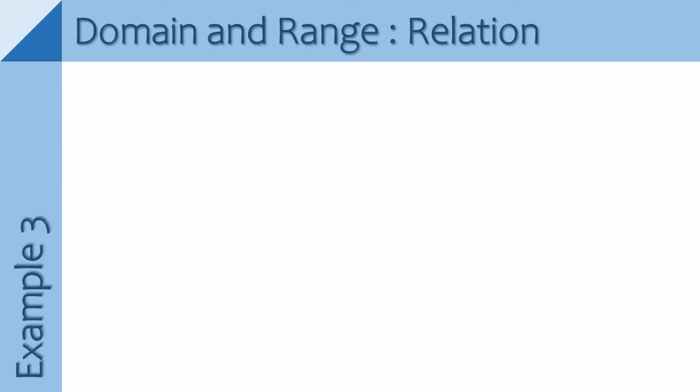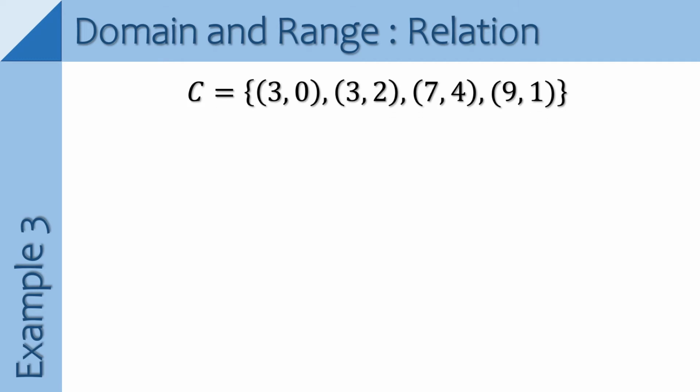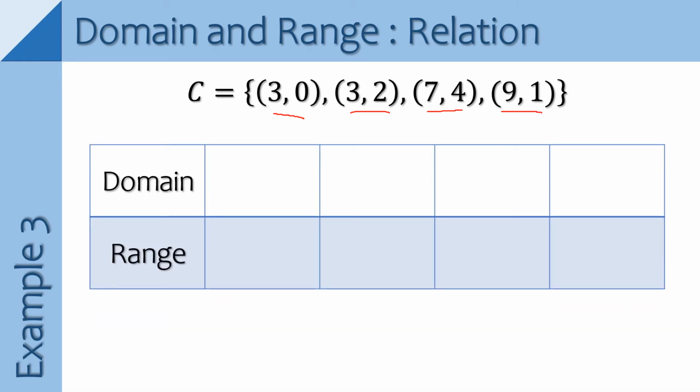Okay, third example. Okay, so for the relation, set C is equal to {(3, 0), (3, 2), (7, 4), (9, 1)}. So let's find the domains. For the first ordered pair, the domain is 3, the second ordered pair is 3, the third ordered pair is 7, and then the fourth ordered pair is 9. Okay, for the range we have 0, 2, 4, and then 1.